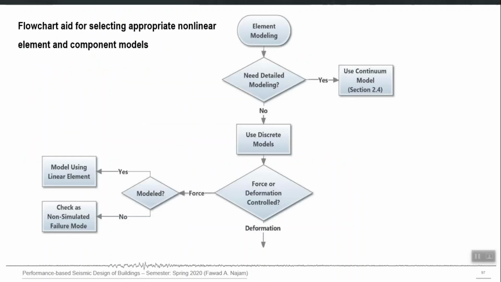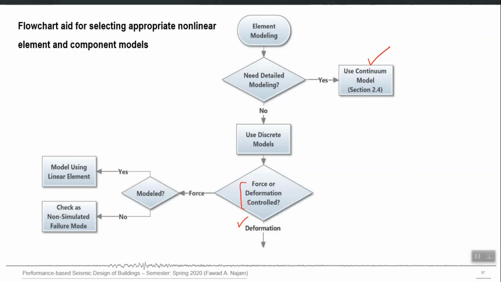So this is that flow chart. You first start with element modeling, you first decide whether you require detailed modeling or not. If you require detailed modeling, which means micro modeling, go for the continuum model approach. Otherwise, you should go for discrete model, and in that you should have again two options: force control or deformation control.